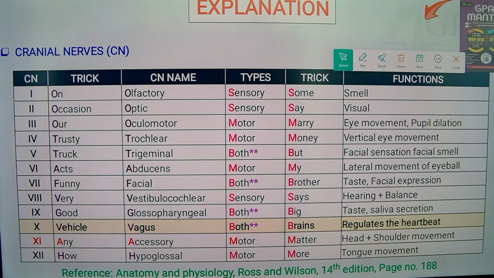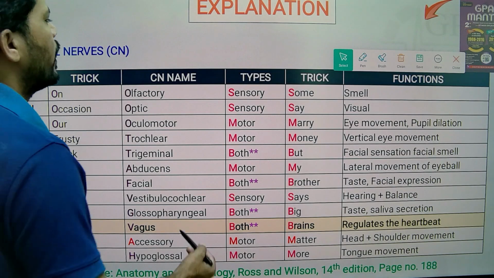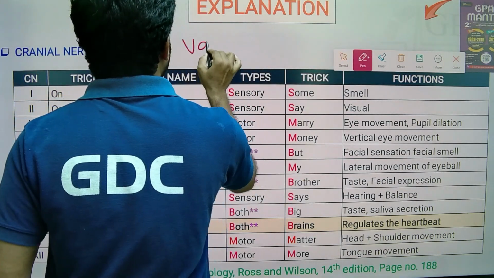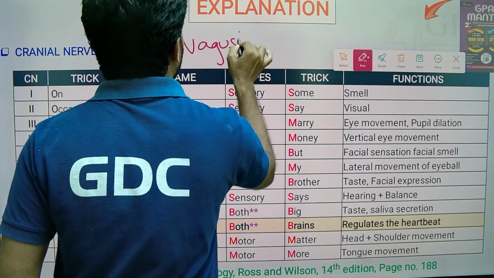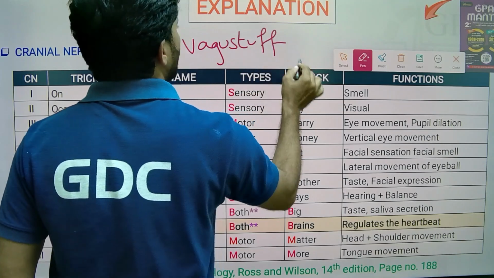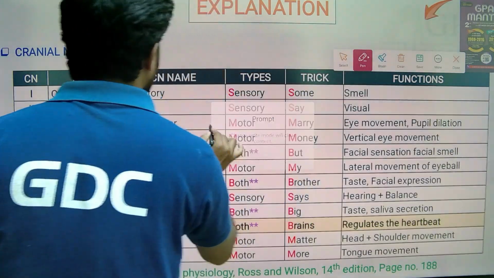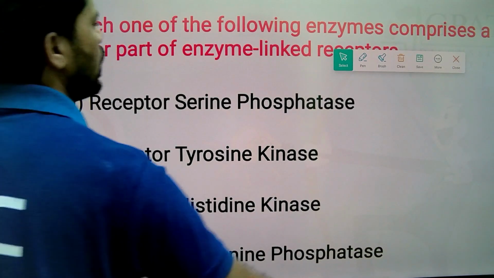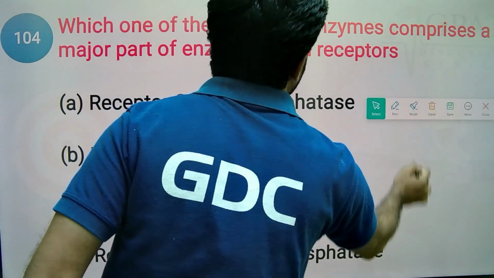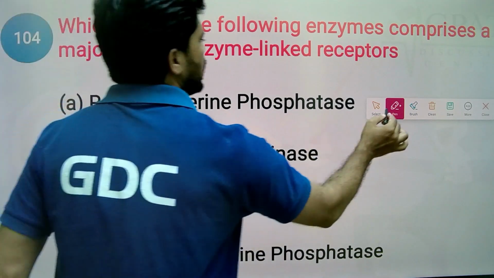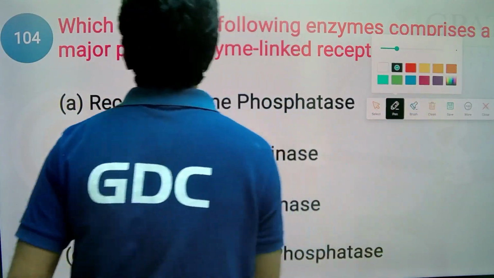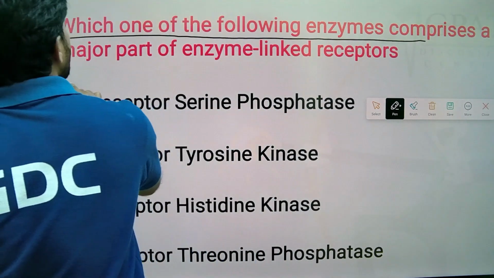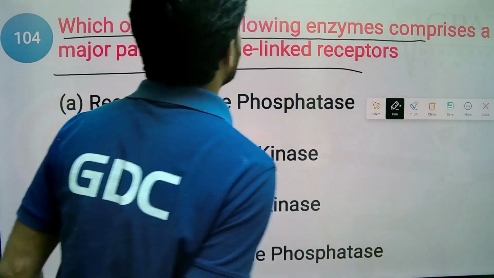Acetylcholine is released when the vagus nerve is stimulated. The 10th cranial nerve, the vagus nerve, causes relaxation of the heart and regulates heartbeat. The next MCQ is, which one of the following enzymes comprises a major part of an enzyme-linked receptor?